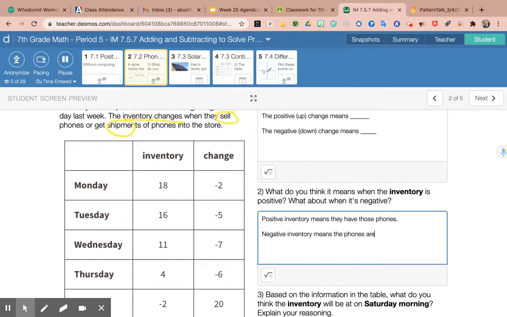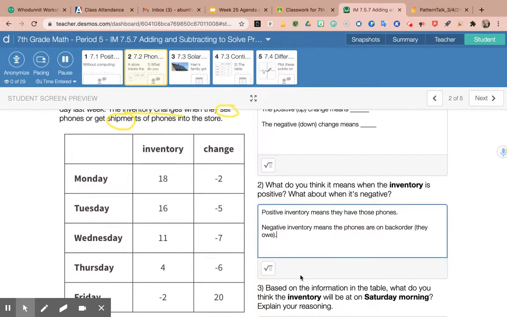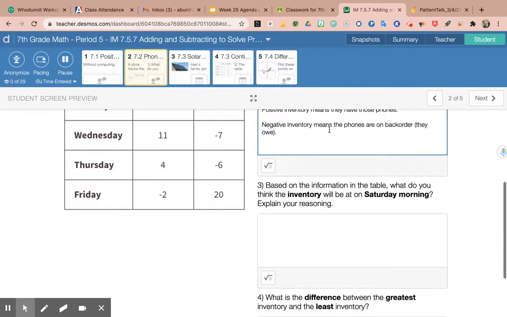Negative inventory means those phones are on back order or they owe those phones. Somebody paid for the phones and they haven't given them to them yet. So negative means somebody paid for those phones, but they don't have them to give out yet. So they'll get them on the next shipment.